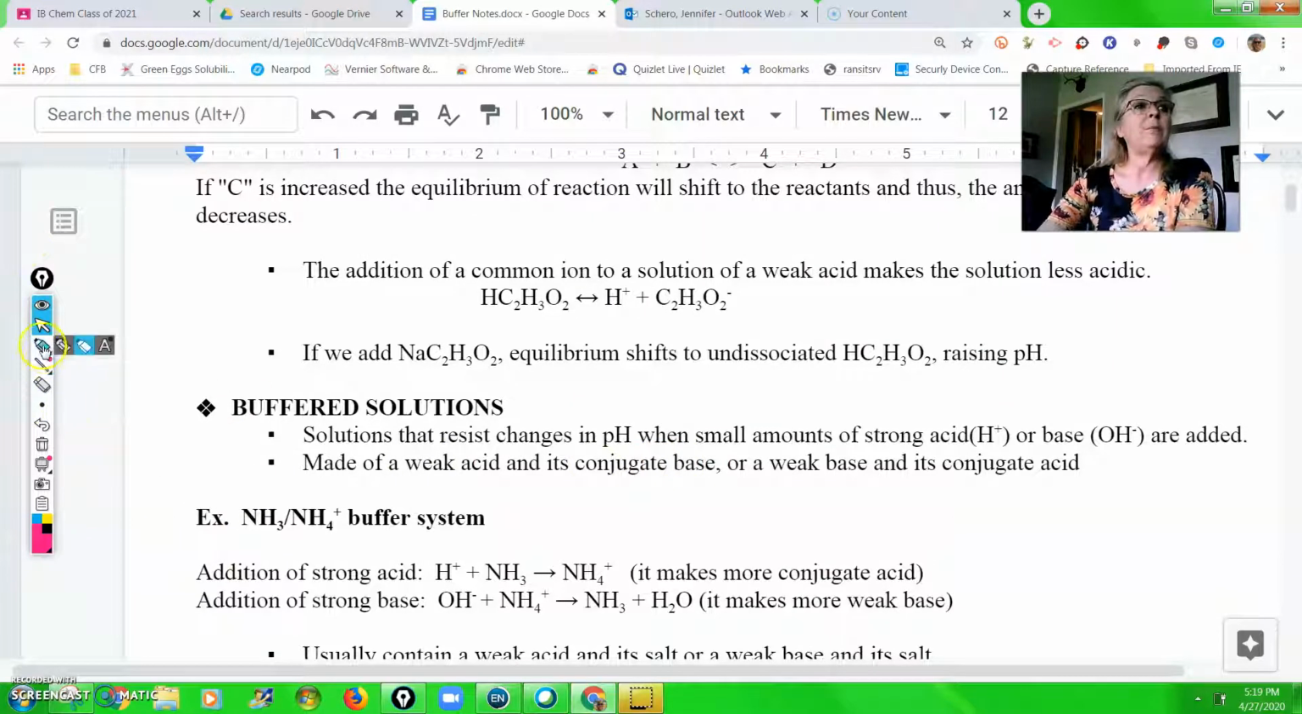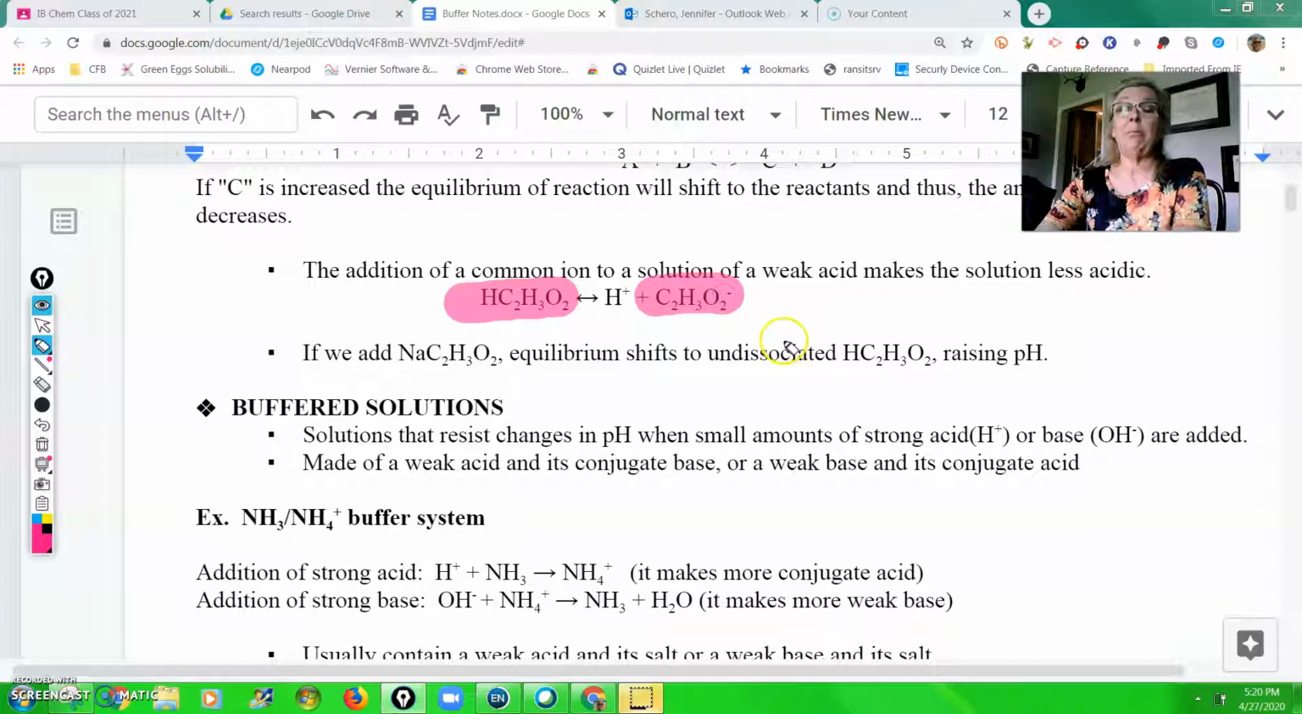Okay, so for instance, if we were talking about the common ion in the solution HC2H3O2, we would be specifically talking about the C2H3O2 as our common ion. So you see that as the conjugate base, basically. A common ion would be another compound that has that same anion. So you would see something like sodium acetate as being another compound with a common ion.